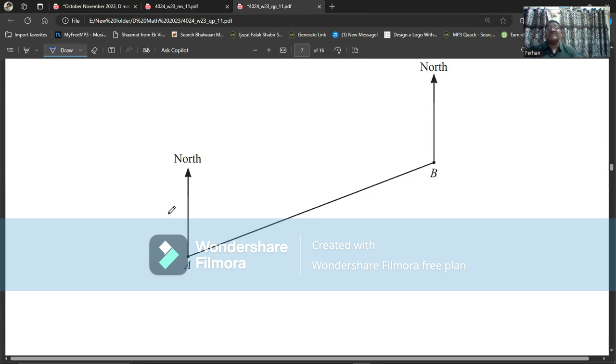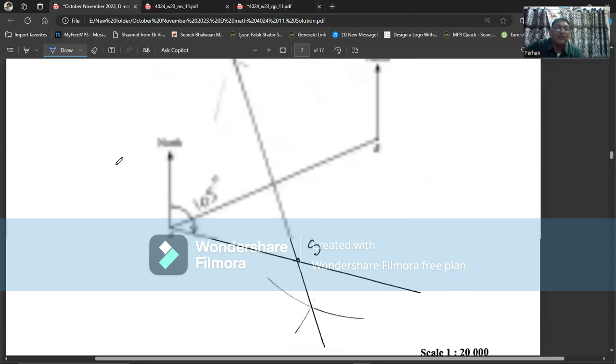You take A as the center, you draw an arc above AB, you draw an arc below AB. Then you take B as the center and keep the compass at the same radius and draw an arc above the AB line and an arc below the AB line. Wherever these arcs meet each other, you join those 2 points, and that is the perpendicular bisector.